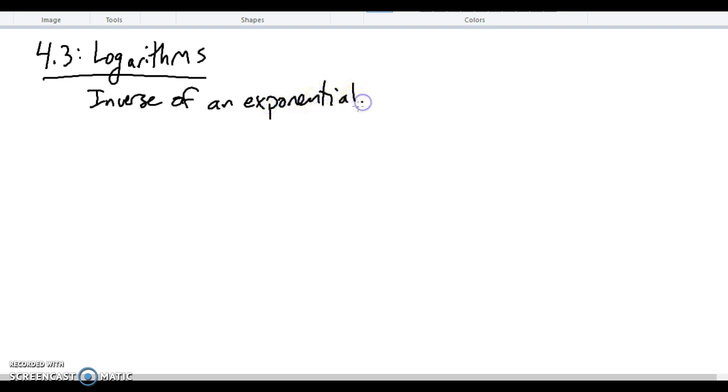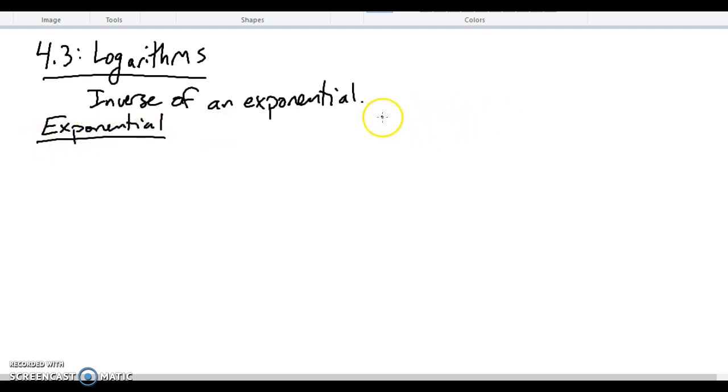So we dealt with inverse functions back in 2.6. And then we played with exponential functions in 4.1 and 4.2. Now we're looking at the inverse of an exponential. And so we're going to think about it first by domain and range. And let's compare them.